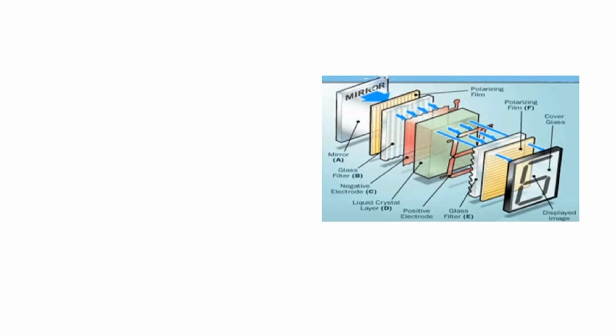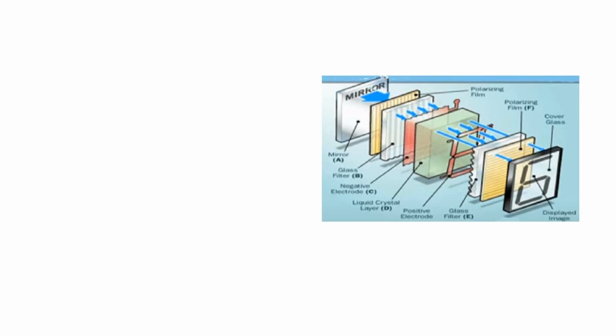Now, when the current is applied in the electrode, what will happen? This will generate a polarized light, which will result in a change of angle of light. These polarized layers are responsible for either blocking or passing the light.